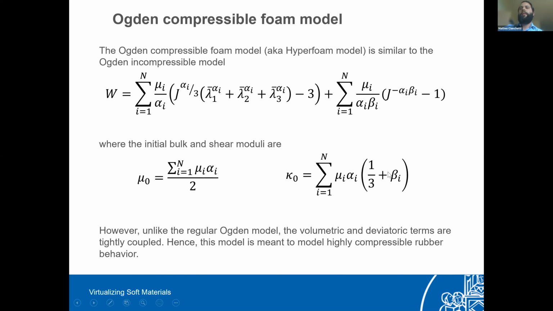Finally, there are two missing. Other than models that are based on the incompressibility assumption, we also have a couple of models that are able to capture the variation of the volume. The Ogden compressible foam model is one of them, and you can see that it is very close to the Ogden model, but in this case we have this parameter that actually comes from the volume ratio. So this is where you can see very clearly that there is a tight coupling between the deviatoric part and the volumetric part. And this is where we can see that the volume change is taken into account.